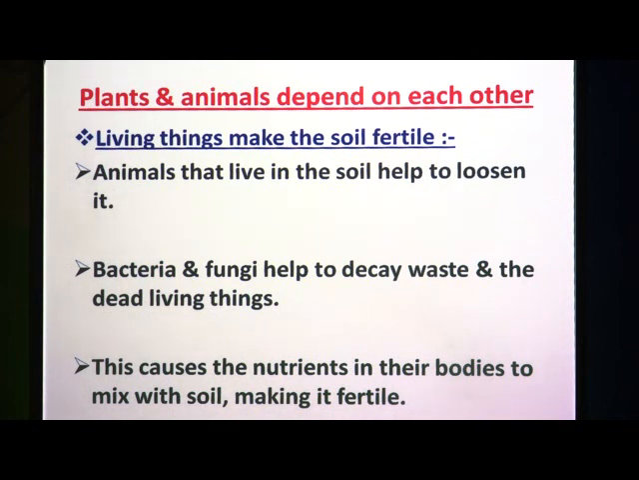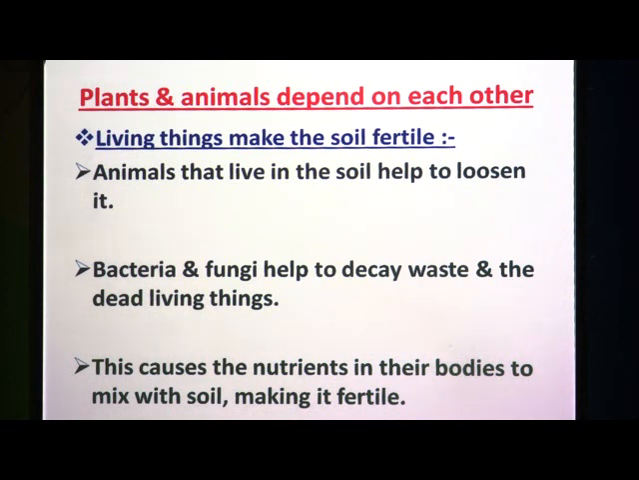Thus, animals like earthworms or any small worms make the soil fertile, and in the same way bacteria and fungi help to decay waste and dead living things, and this causes the nutrients in their bodies to mix with soil, making it fertile. So, in this way all plants and animals depend on each other.